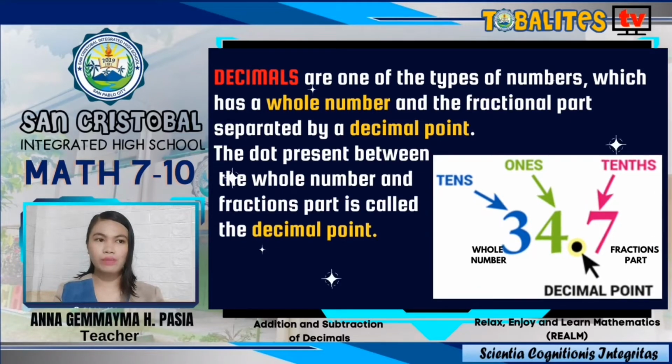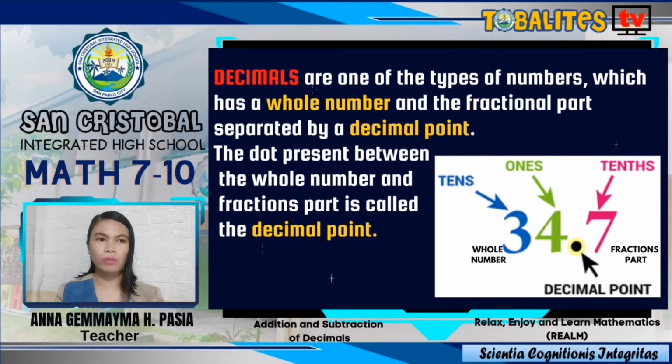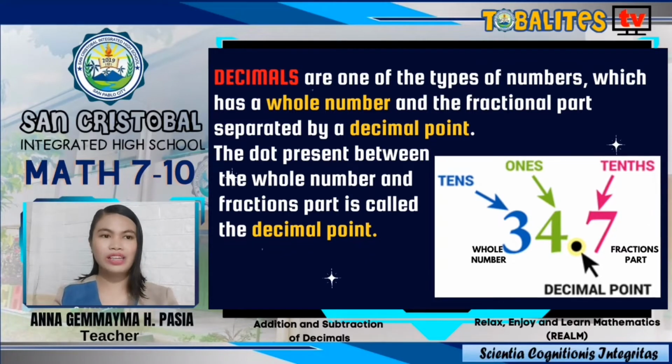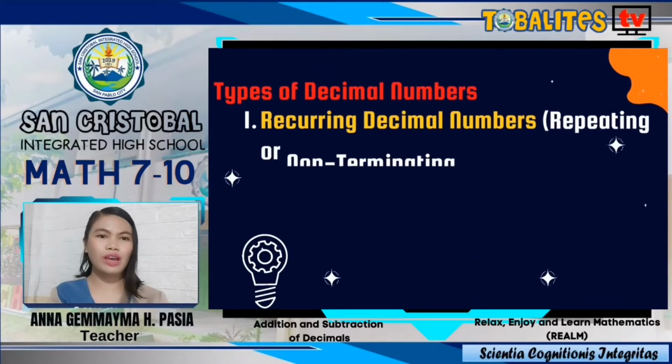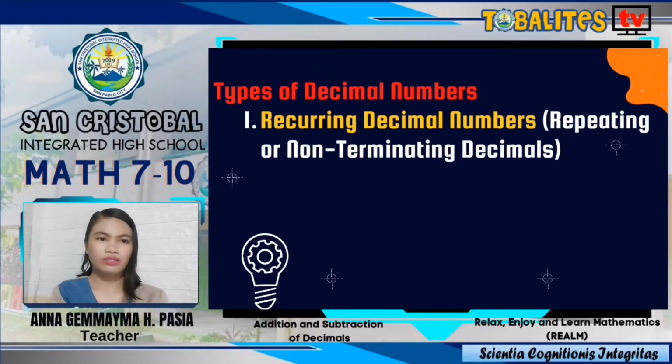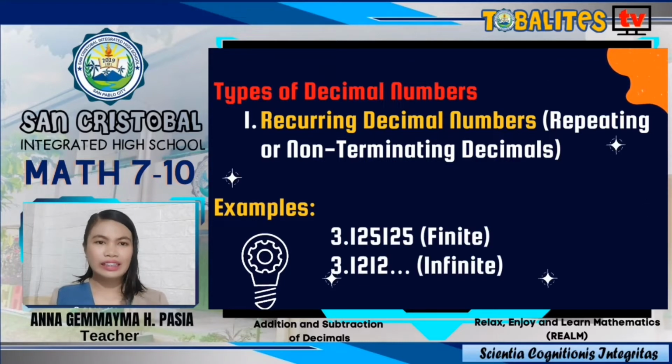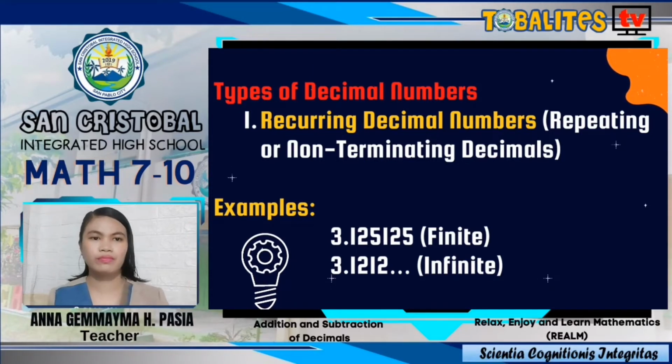Decimals are one of the types of numbers which has a whole number and a fractional part separated by a decimal point. The dot between the whole number and the fractional part is called the decimal point. Let us identify the two types of decimal numbers. First is the recurring decimal numbers, also called repeating or non-terminating decimals. For example, we have 3 and 125,125 millionths. It is a finite decimal number.